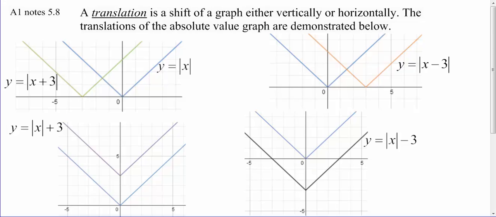The translations of different absolute value functions are demonstrated below. Basically, I just used the number 3 everywhere, and so I wanted to show you what they look like. The absolute value of x is the blue function that you see on all 4 of these graphs. You'll notice that inside the grouping, when we do plus 3, that actually shifts the graph to the left. Whereas when we do minus 3 inside the grouping, the graph moves to the right.